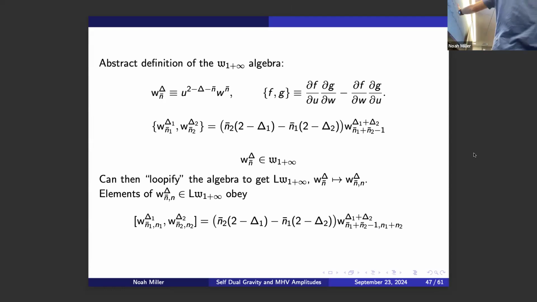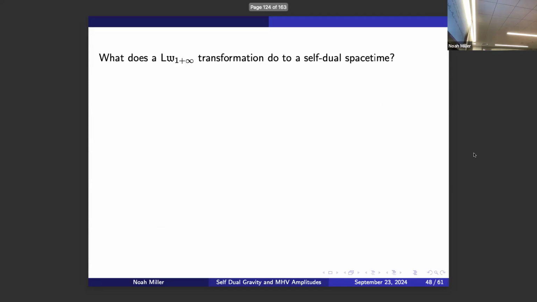So elements of the LW1 plus infinity algebra are W's of the W1 plus infinity algebra with an extra integer added, and then the integers just add together at the end. It's an unfortunate notation I couldn't really help, but there are too many W's here. There are actually 3.5 W's, because there's this W, this W, the frac W, and then U is half of a W. So it's actually 3.5 W's on the slide.